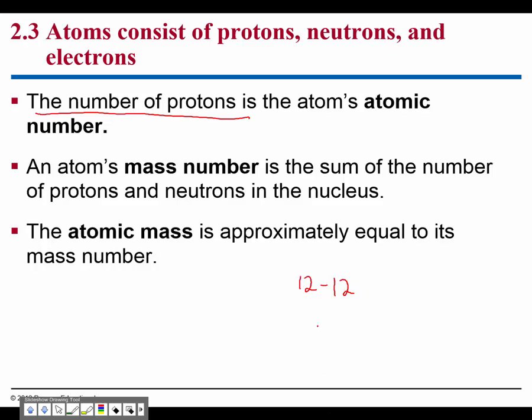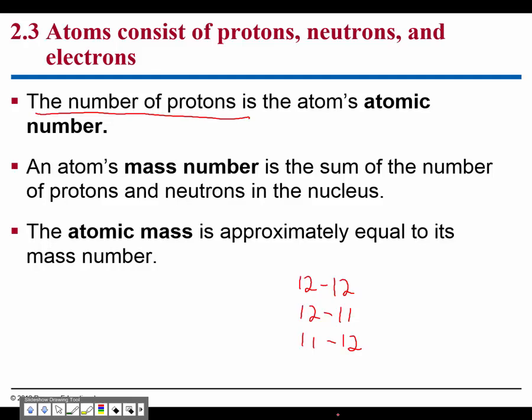But if we remove a neutron and make it 11, it's still that same element. But if we remove a proton, it is a completely different element. So you can remove electrons, or you can add electrons, you can remove neutrons, you can add neutrons, and it'll stay the same element. But the moment you change the number of protons, that element changes.